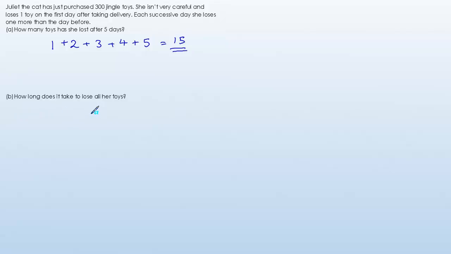How long does it take her to lose all of the toys? So we could just keep adding until we get to 300, but we could make use of our knowledge of arithmetic series to do this. So let's look at this arithmetic series. We can see that a is equal to 1, d is equal to 1. We know the sum of the toys is 300. We just need to find what n is. So n is what we don't know here.